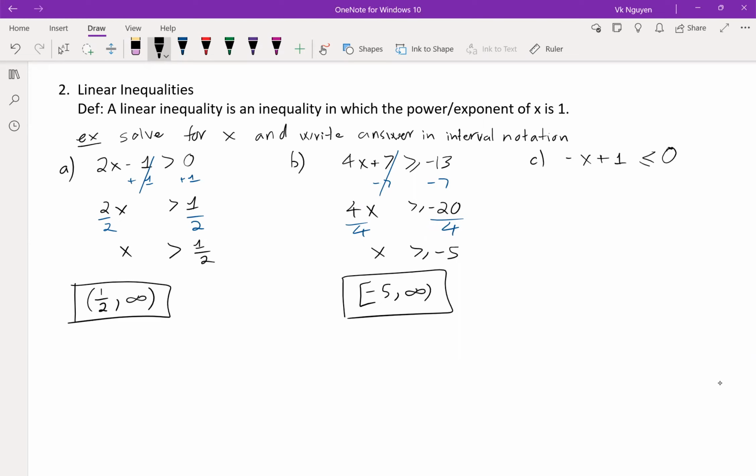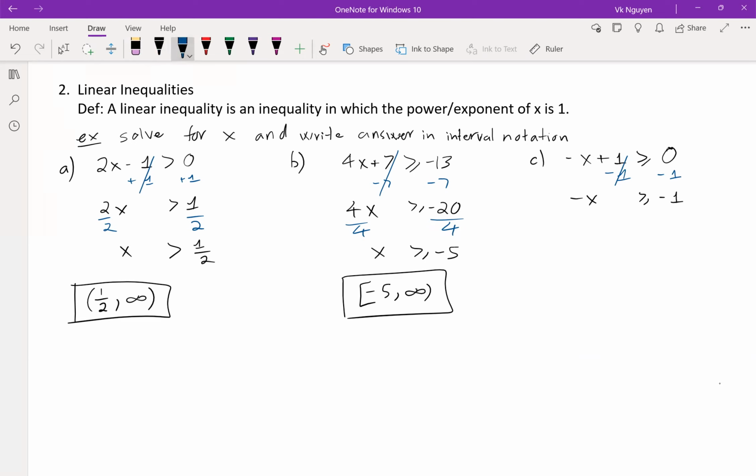Another example. Let's say negative x plus 1 greater than or equal to 0. Similarly, minus 1 on both sides. Minus x greater than or equal to negative 1.